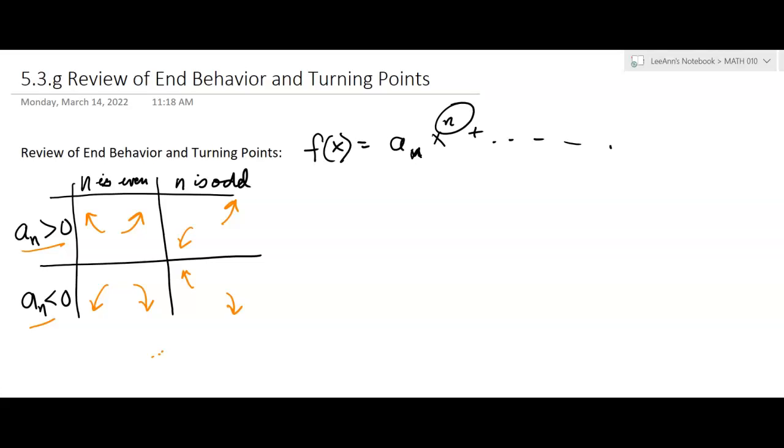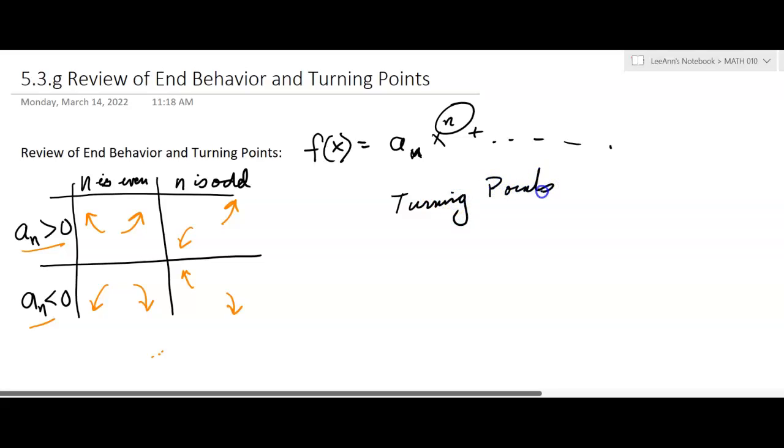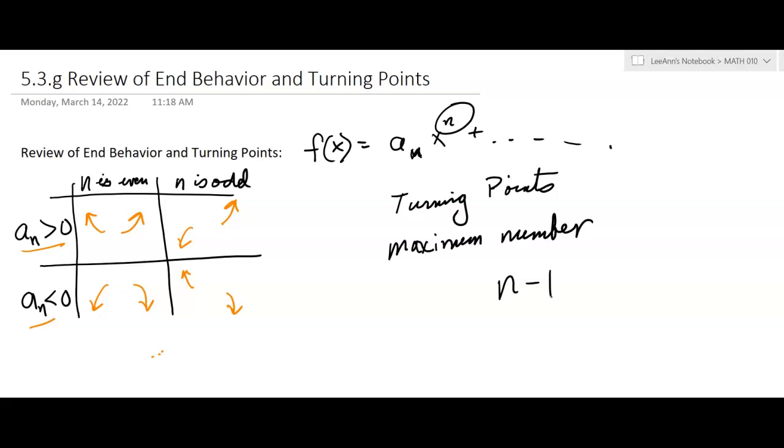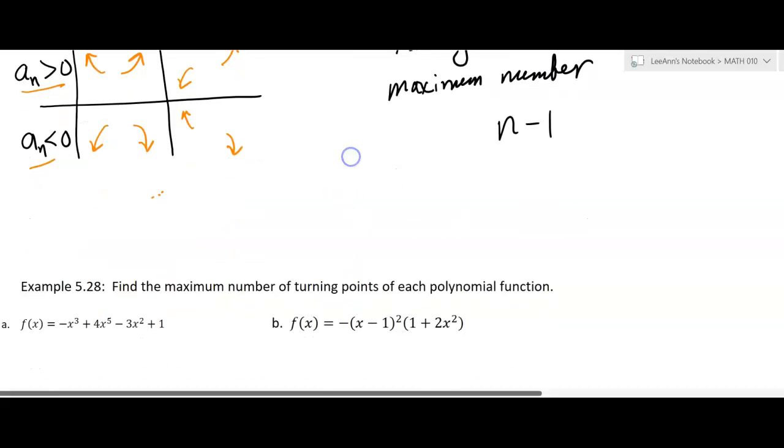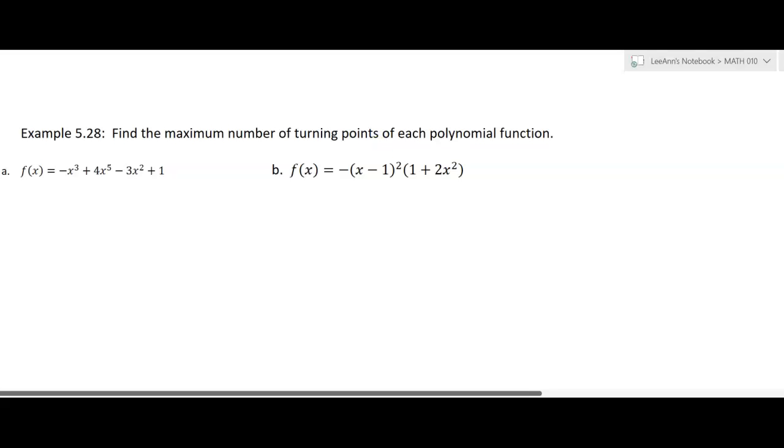Okay, now turning points. The maximum number of turning points is n minus 1. So if n is 6, you have a degree 6 equation. You can't have more than 5 turning points, okay? So remember that. It says find the maximum number of turning points of each polynomial function.